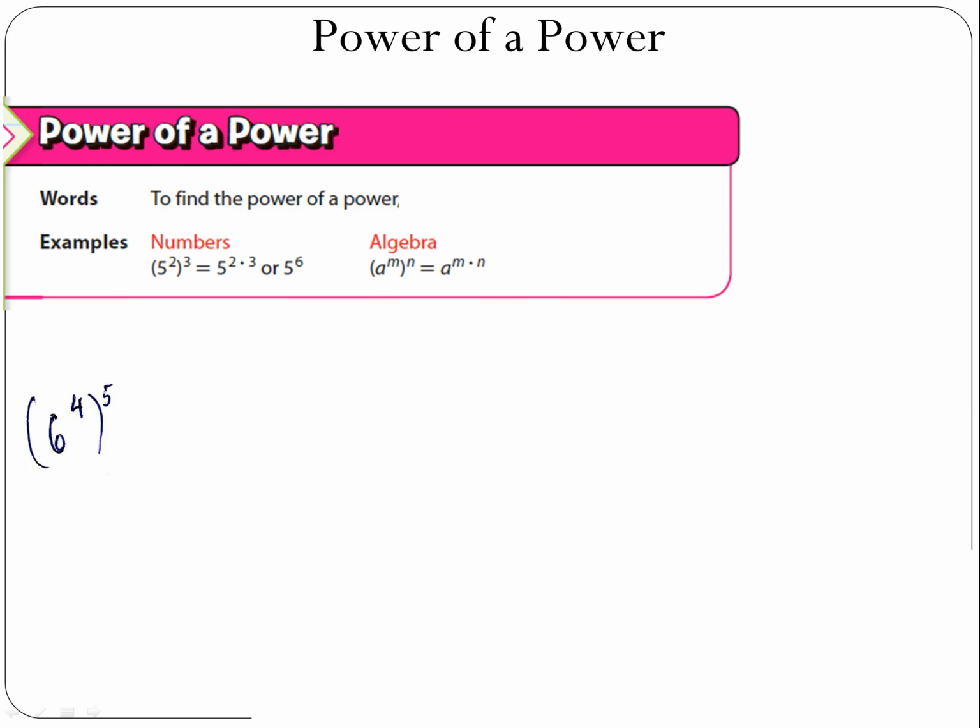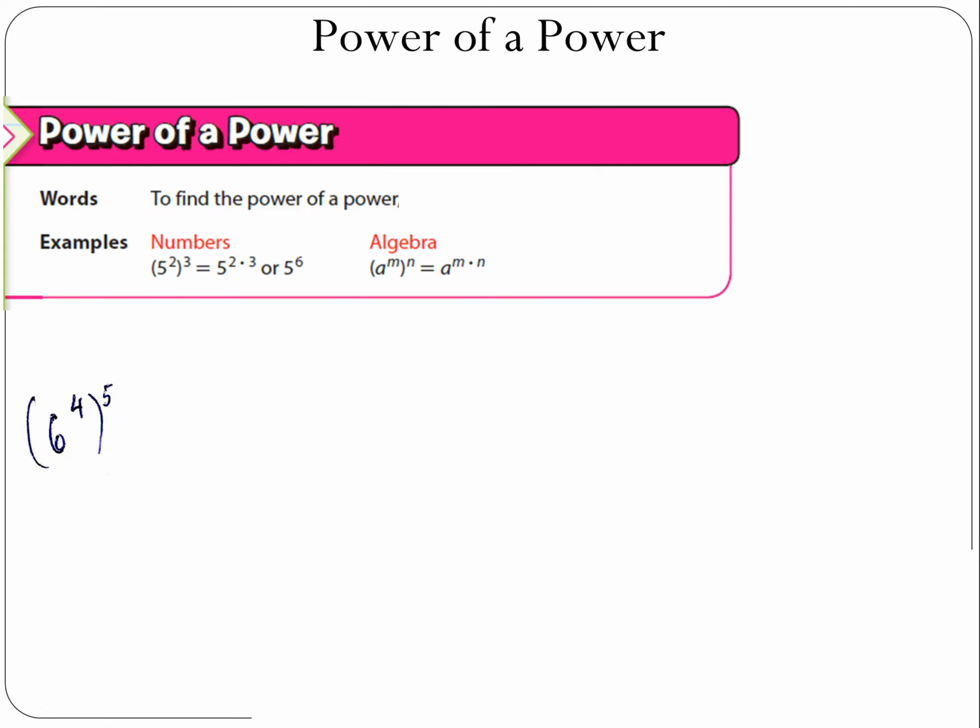So the power of a power. When I find the power of a power, you see 5 to the 2, or 5 squared, to the third. So I'm raising it to the third power. I'm multiplying those numbers together, so I get 5 to the sixth. So if I have a power of a power, just like my example, what is my answer? 6 to the what power?